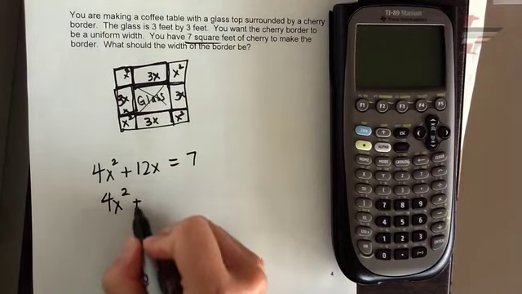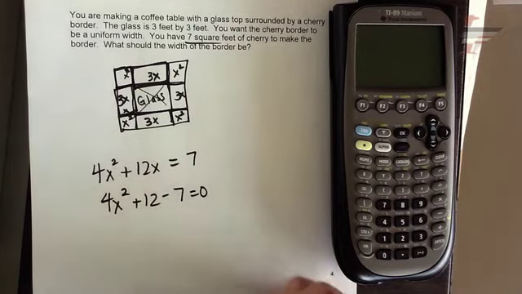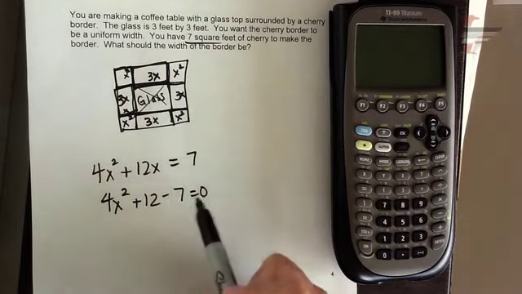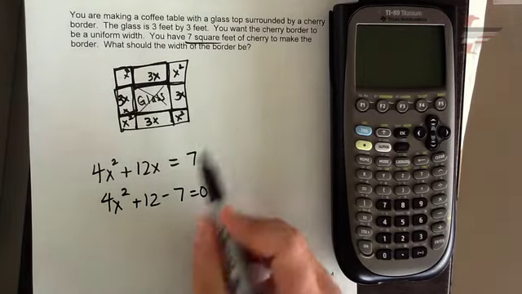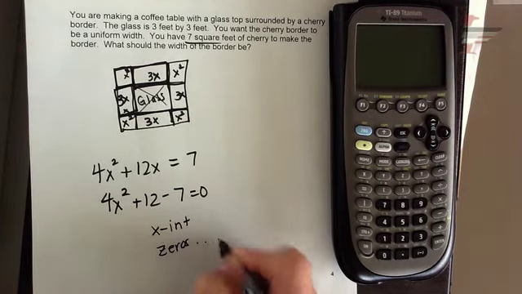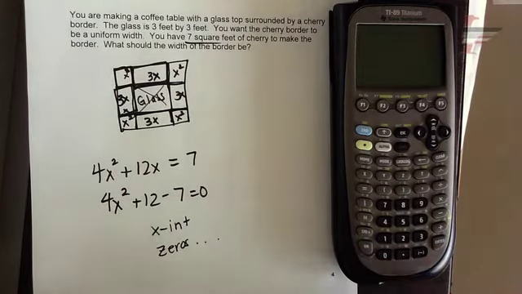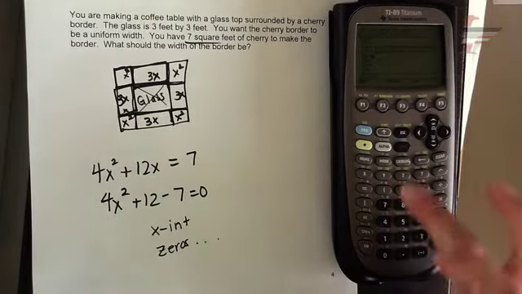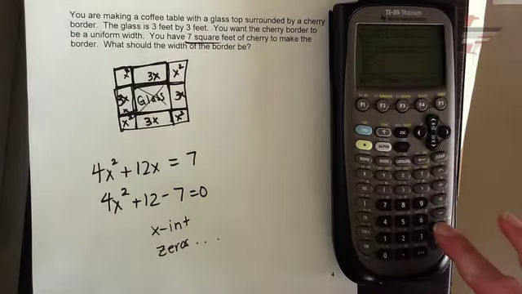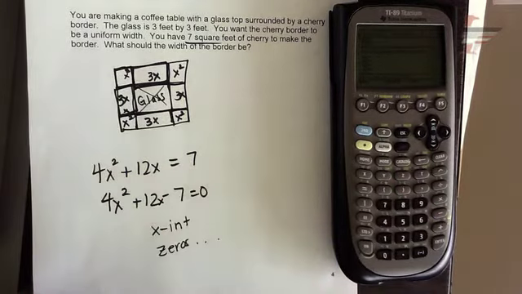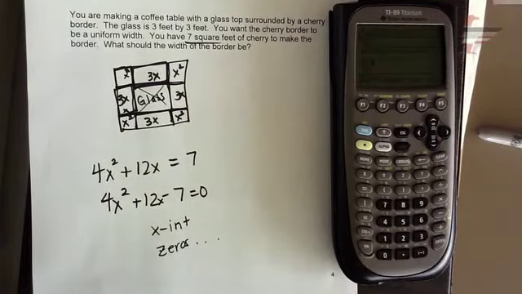Since it's a quadratic, get everything to one side, set it equal to 0. So to solve for x, which is going to be my width of my border, I obviously want to find the x-intercepts, the zeros, the solutions. So I'm going to go to my calculator, go to my y equals, and type in that equation. So I have 4x squared plus 12x minus 7. Sorry, there's x there. Press enter.